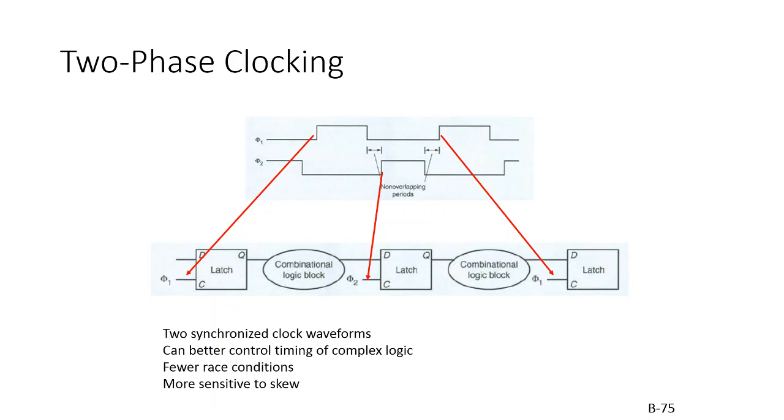One of the ways you can avoid this and create some better metastability is you can have two-phase clocking. So you can have two synchronous or two phases of clocks. So they're in different phases. So phase 1 and phase 2 here of the two different clocks. Fewer race conditions, more sensitive to skew. In other words, there's more opportunities for skew, I think, because you have this rise and fall and this rise and fall. But it's somewhat of a safety mechanism for better control timing of complex logic.